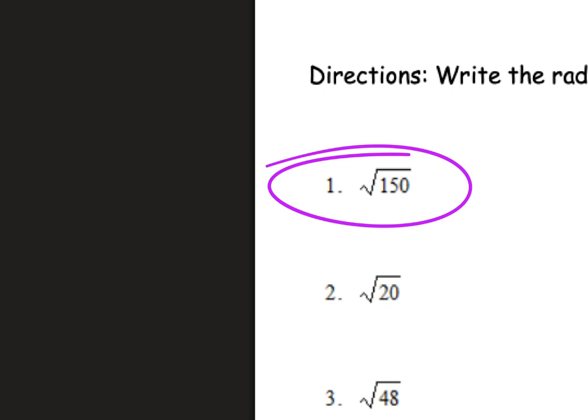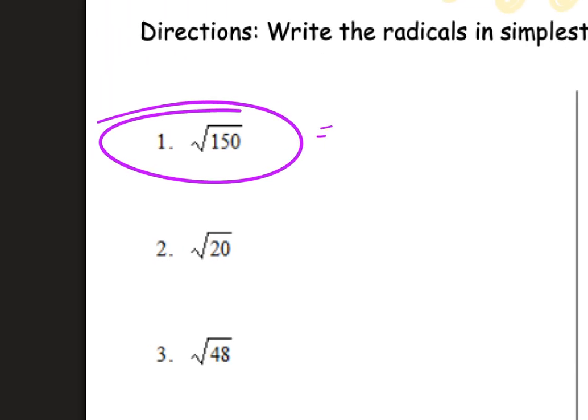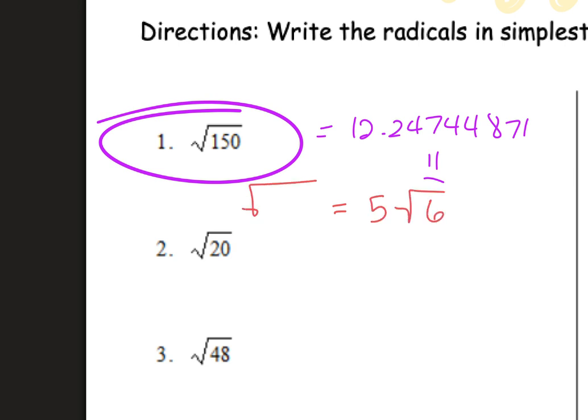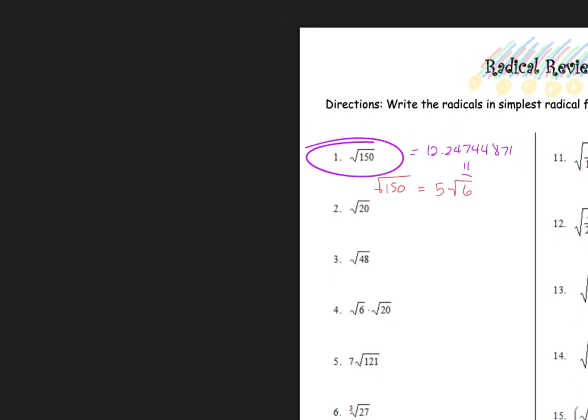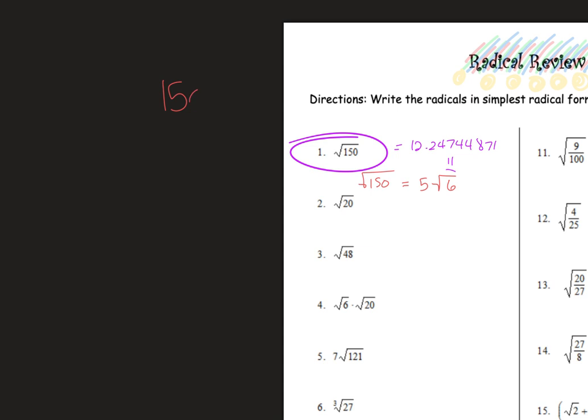I'm not looking for the answer of 12.247448871. I'm not looking for that, okay? What I'm looking for is a simplified answer like this: 5 square root of 6 is the square root of 150. So how do I get that if I don't know how to get that? Well, here's what I do.